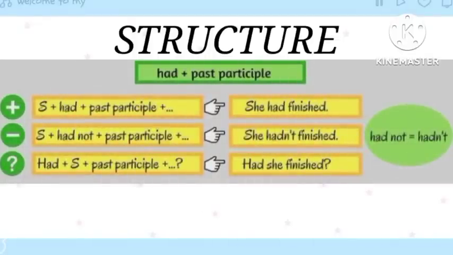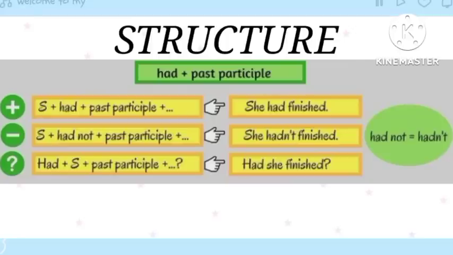Okay, go with the structure. See for the positive sentence: subject plus had plus past participle. Example, she had finished. Negative: subject plus had not plus past participle. Example, she hadn't finished. Okay, atau had not. Bisa kita pakai had not, bisa juga pakai hadn't.